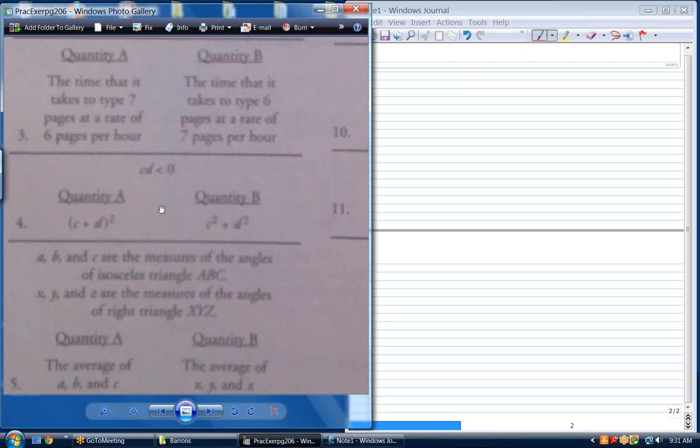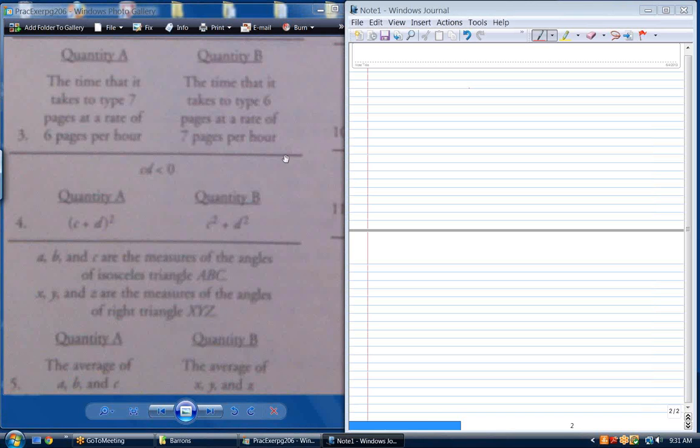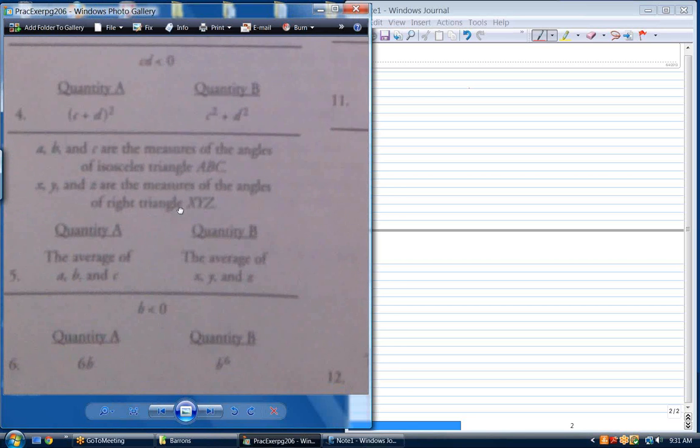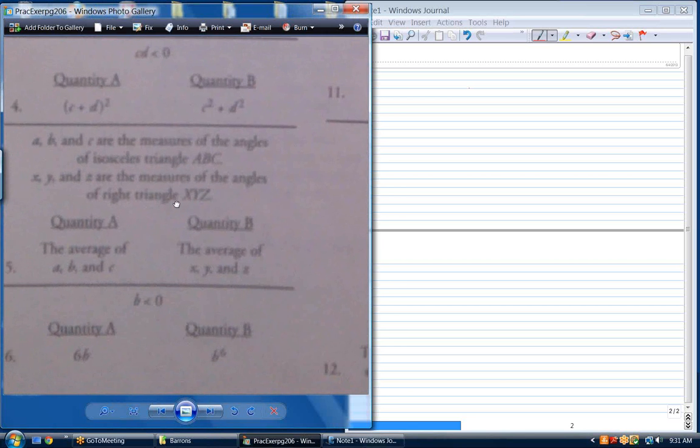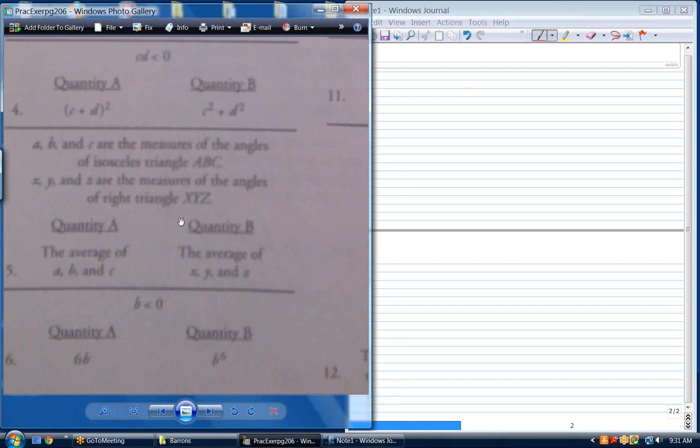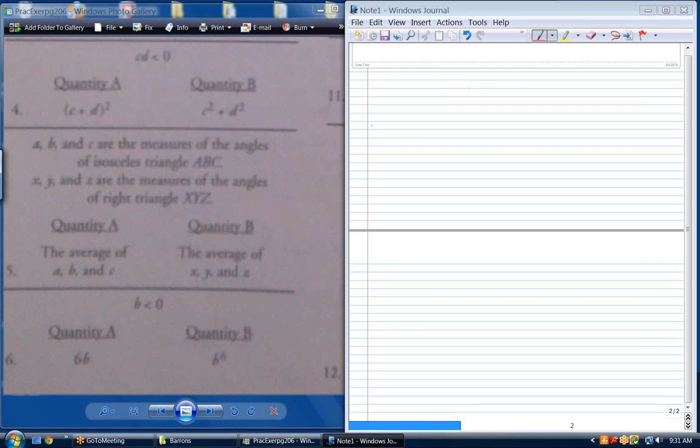Okay. How about quantity B? That's less than an hour, right? Right. So quantity A is bigger. And we didn't really have to do any math other than just notice how it relates to the number 1. Which is fairly frequent in math.